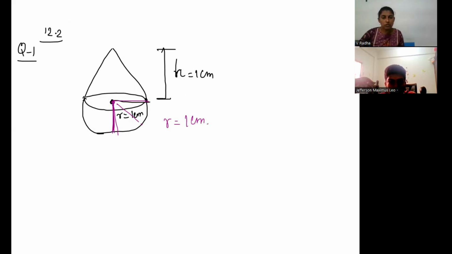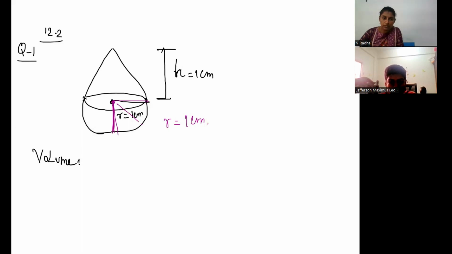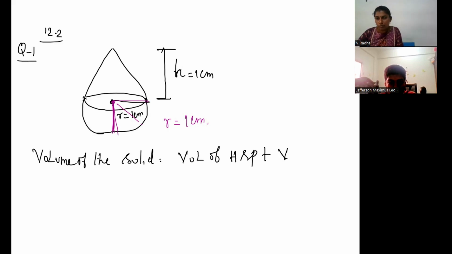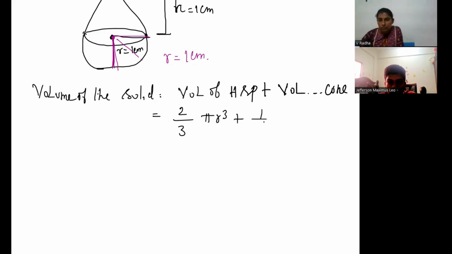Now we do the calculation part. Volume of the given solid is equal to volume of the hemisphere plus volume of the cone. Please say the formula. Volume of the hemisphere is 2 by 3 pi r cube, not 3 by 2. Plus volume of a cone, 1 by 3 pi r square h.